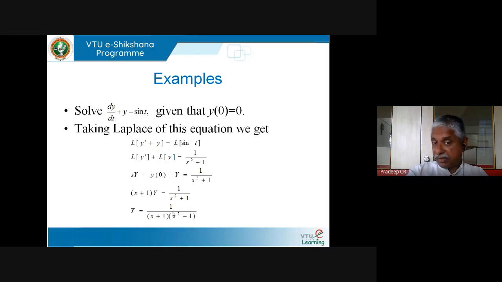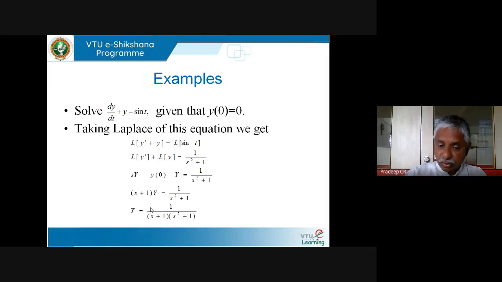Have I solved the problem? Not really. What I have found is capital Y. What is capital Y? It is Laplace of small y. I am asked to find small y. What I have found is capital Y. So I want to go from capital Y to small y. How do I go? I will take inverse Laplace. That's all. If I take inverse Laplace of capital Y, I'll get small y.